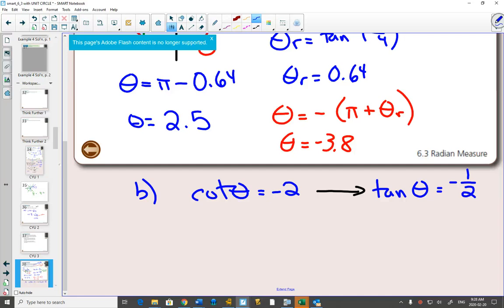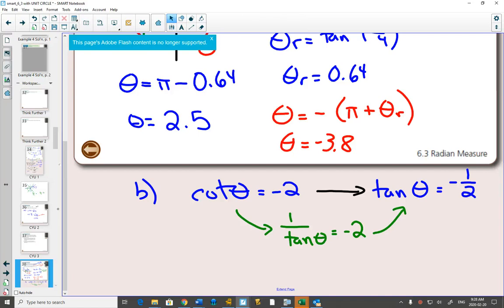The step that you're going to skip is the fact that cotangent is 1 over tan. So I could change that. And then I could rearrange this equation by multiplying both sides by tan and dividing both sides by negative 2 to get that. So you're going to say, I can go directly from the blue to the blue because they're reciprocals of each other. Notice the angle doesn't change. It's still theta, it's still theta.